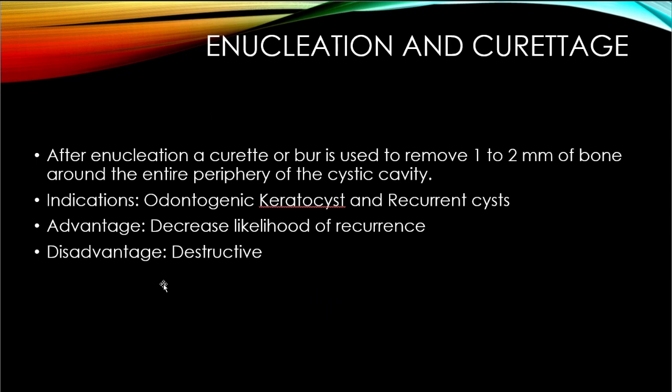Now, after enucleation, we can go with the curette and the burr, and remove 1 to 2 millimeters of bone around the peripheries. Usually, we do it in most of the cysts, but the indications are the odontogenic keratocyst, or recurrent cysts, or large cysts, for example. Now, it decreases the likelihood of recurrence, but we remove a lot of bone surrounding it, so it's aggressive management.